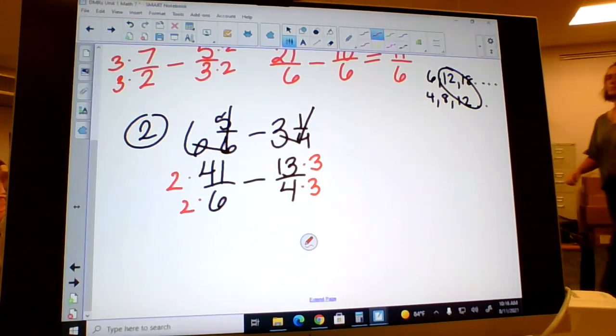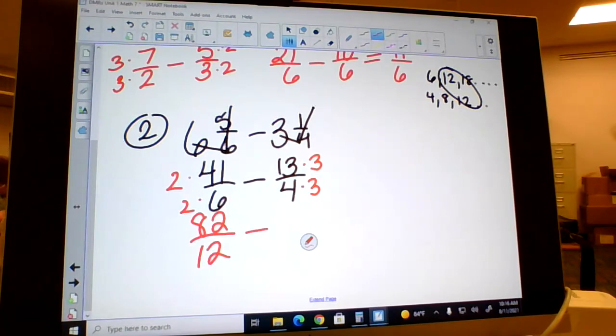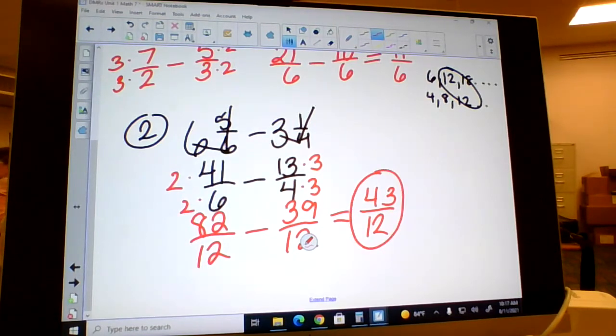Okay. So 2 times 41 is 82 twelfths. 13 times 3 is 39 twelfths. And 82 minus 39? 43. 43 twelfths. And then you need to check to see if you can reduce it. So 43, that's a prime number, so no, that's it. Alright, question?